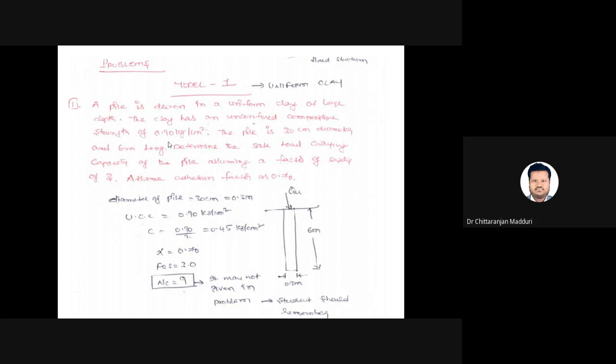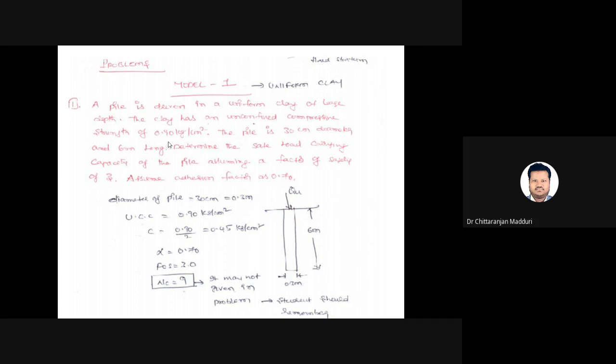So we need cohesion. Cohesion is equal to half of the unconfined compressive strength, so half of 0.90. The pile has a 30 centimeter diameter. That means 0.3 meters diameter and 6 meters long. Determine the safe load carrying capacity of the pile.